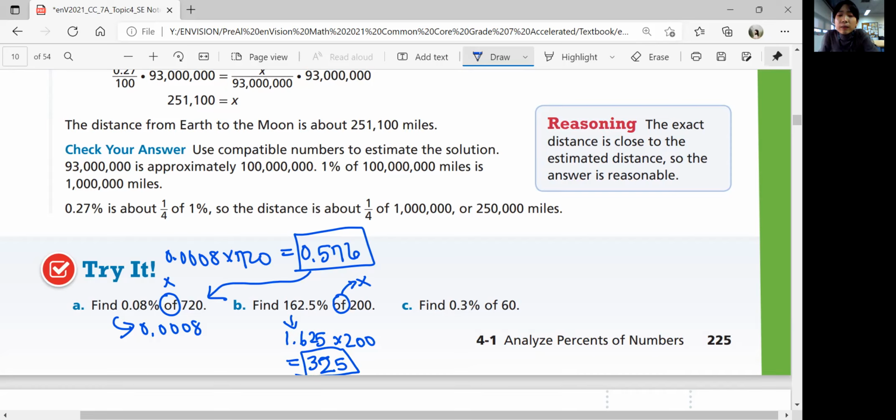All right, 0.3% in decimal is 0.003. Just make sure that you convert the percentage into decimal correctly. 0.003 times 60 is 0.18, and so the answer for C is 0.18.